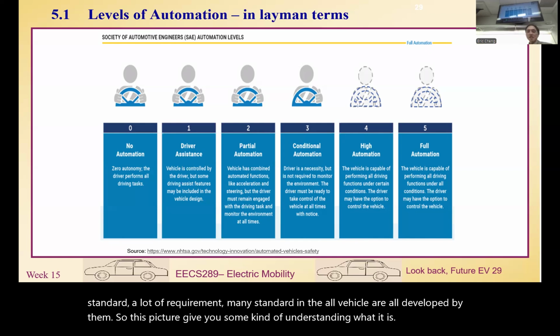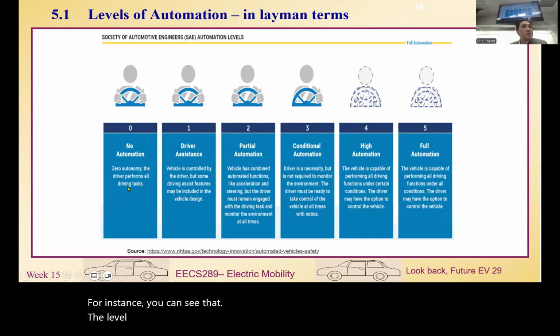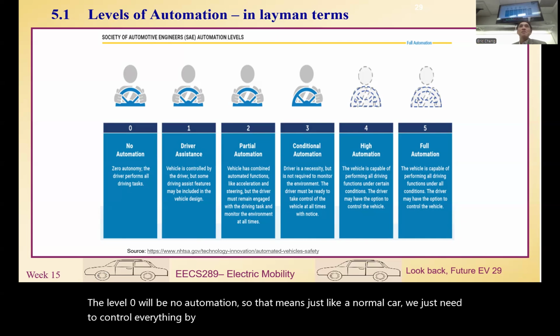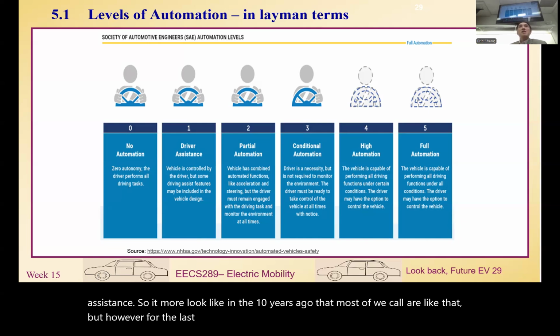For instance, you can see that level 0 is no automation. That means just like our normal car, we need to control everything by ourselves. No detection, no support, no assistance. It looks more like 10 years ago, when most vehicles were like that. However, for the last 10 years, vehicles have been coming out with some kind of driver assistance.